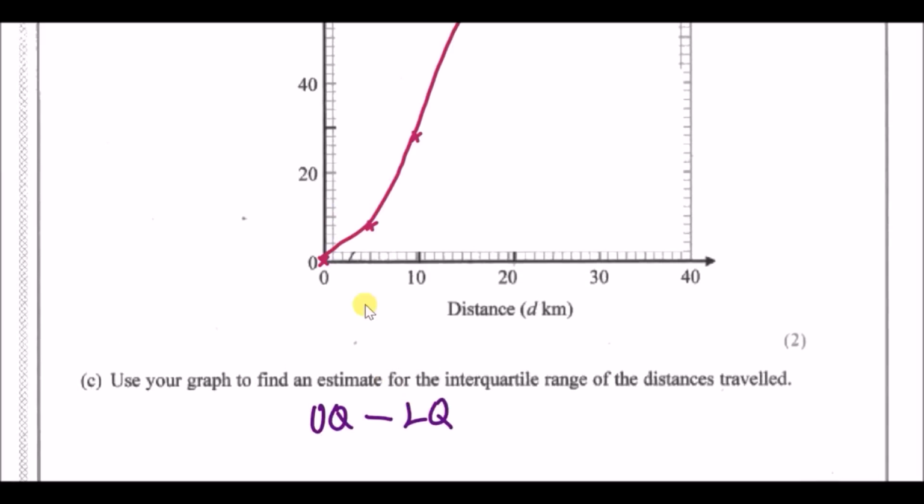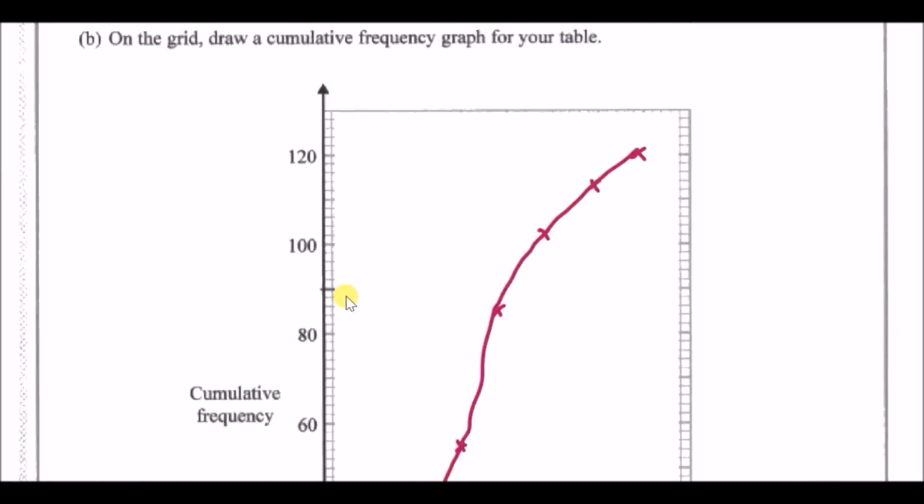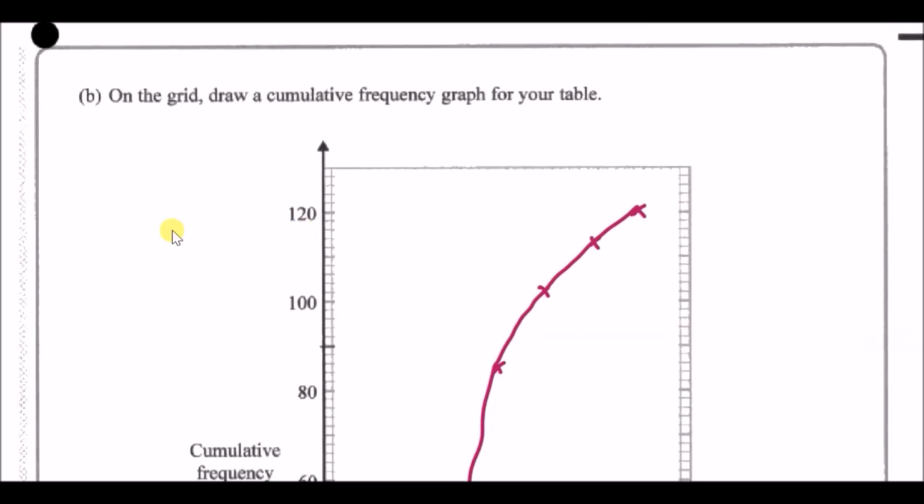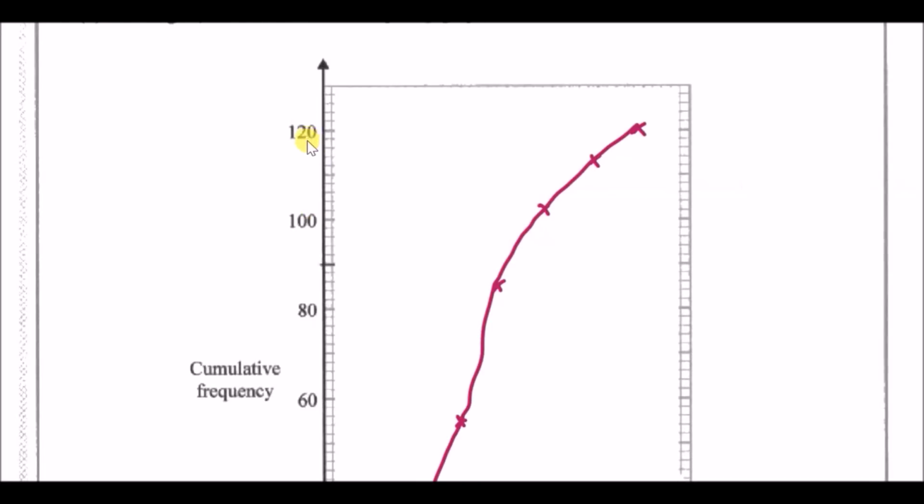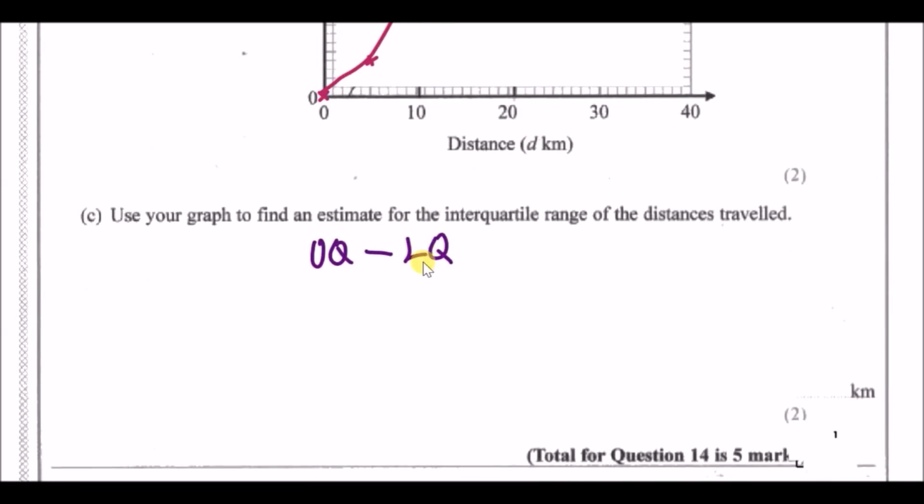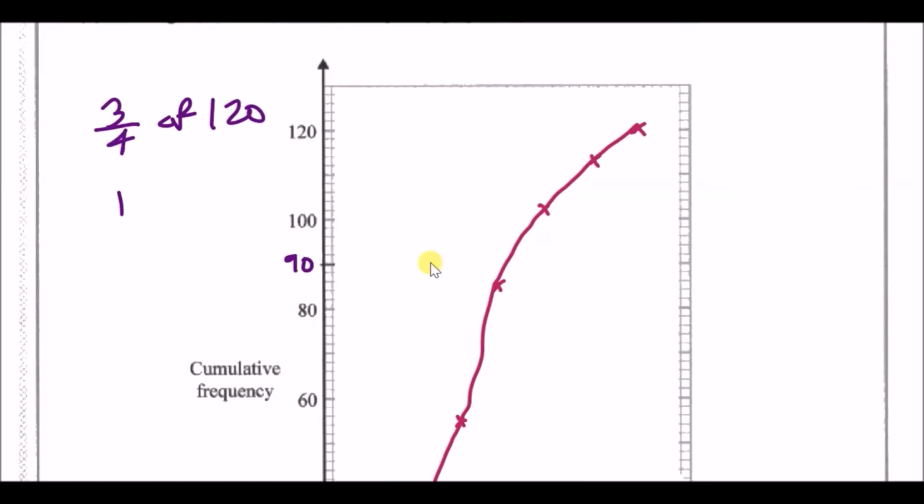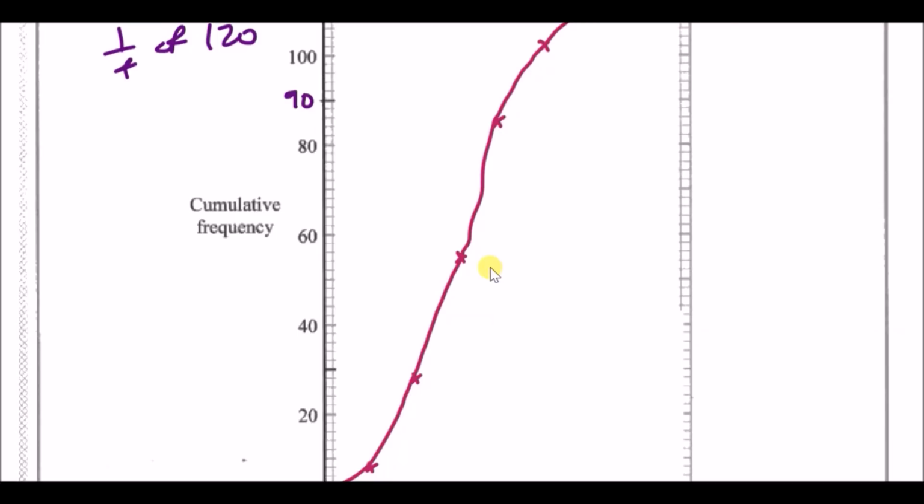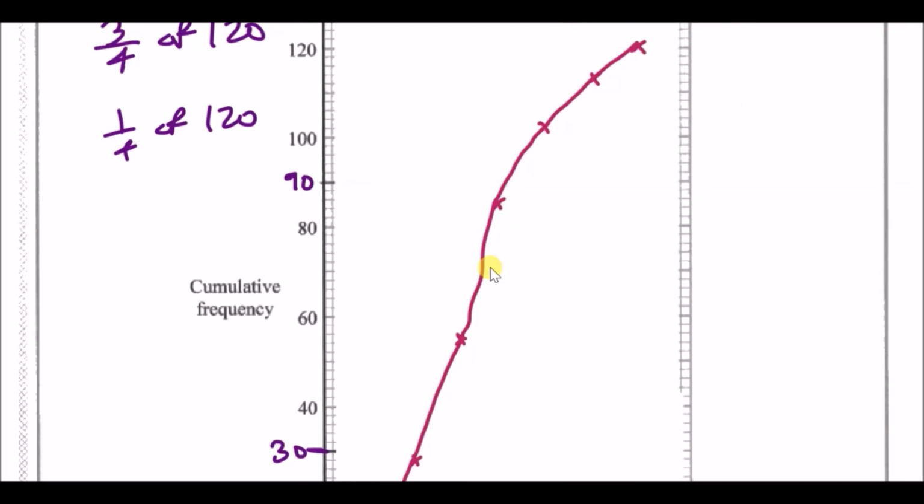Now the upper quartile is literally the third quarter of all your people. So because you got 120, you literally need to find the third quarter, so 3/4 of 120. Doing this in your calculator, you'll get 90, which is here. To find the lower quartile, it's the first quarter of 120. And of course, 1/4 of 120 is 30, so that's about here. Now all you literally do is extend the line across. So again, this is not going to be really accurate, but I'll see how that goes.